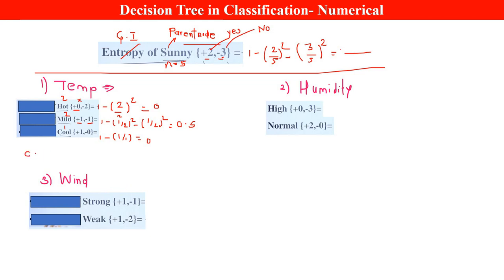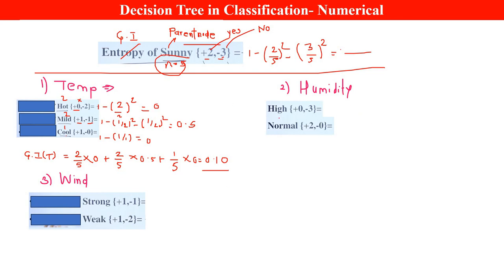Now how to calculate the GI for the temperature? GI for temperature is the weighted average. Total observations are 5 now, initially it was 14. So hot is 2 by 5 multiplied by 0, then mild is coming 2 times, so 2 by 5 multiplied by 0.5, plus cool is coming only 1 time, so 1 by 5 multiplied by 0. If you calculate this value, it comes out to be 0.10.